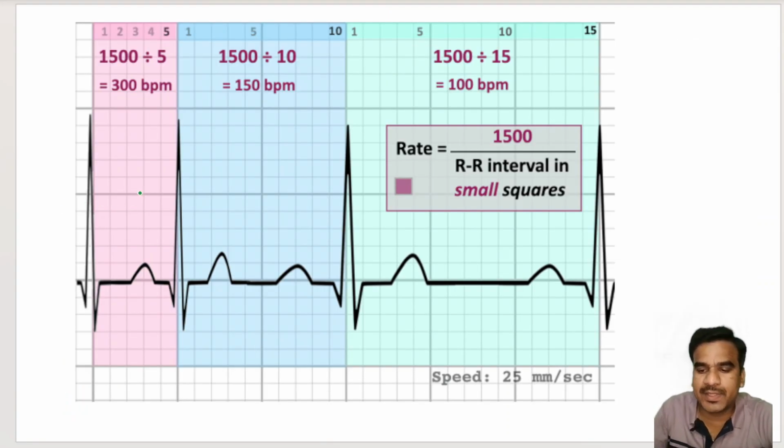Next picture. Here also it's showing the same, how to calculate the heart rate by the small boxes. There will be 5 small boxes.